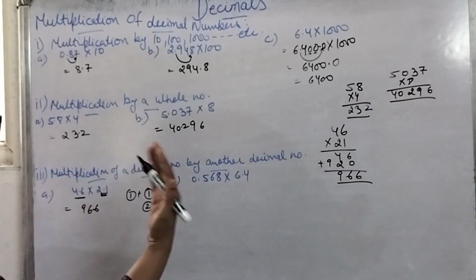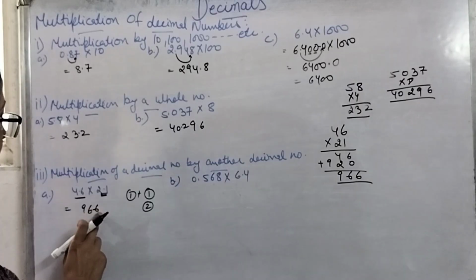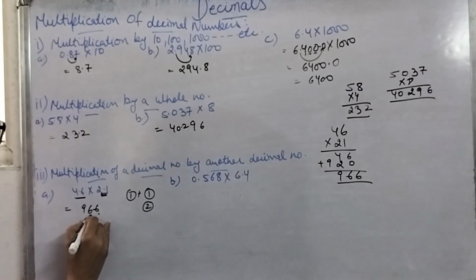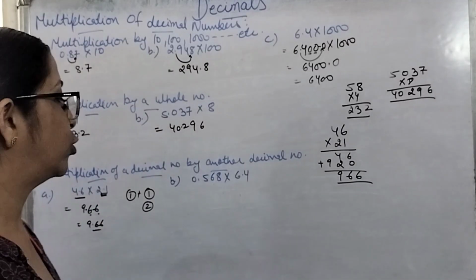That means from the right hand side, after 2 digits we will be placing the decimal. So after 2 digits, this is 1 digit, this is another digit. So the answer will be 9.66, the product of 4.6 and 2.1.